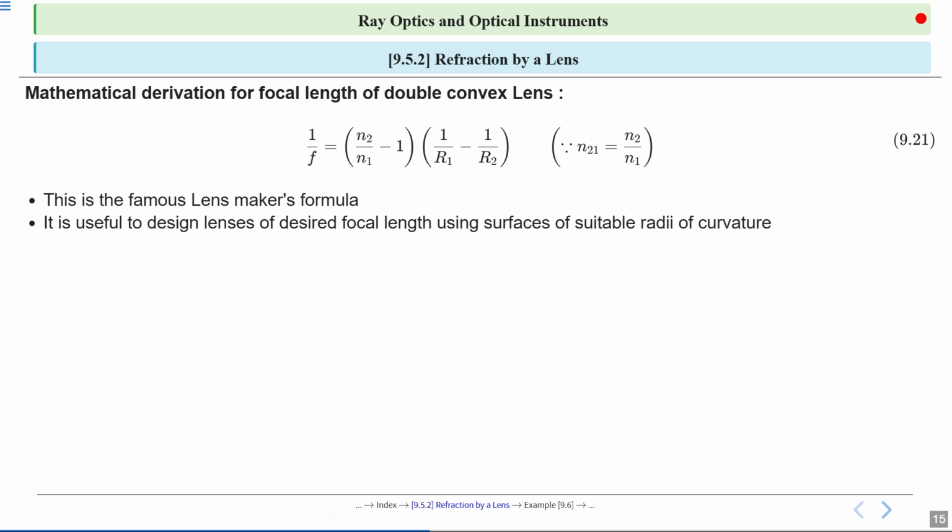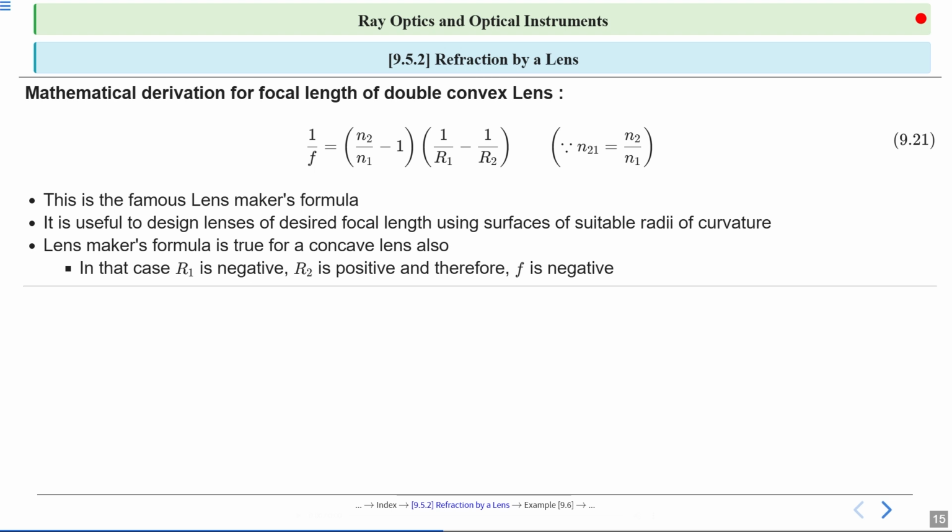They are made using this formula. So it is useful to design lenses of desired focal length using surfaces of suitable radii of curvature. Lens maker's formula is true for a concave lens also. We have derived it for a convex lens, but it is also true for a concave lens. Only in that case R1 is negative and R2 is positive, and therefore F will be negative in the case of concave lens.